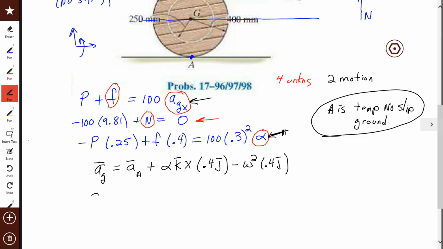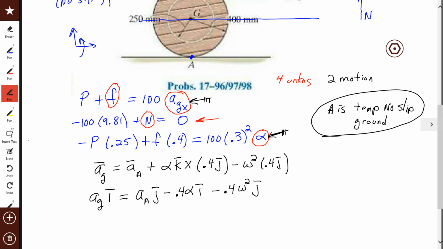So let me put that in. The acceleration of G, and we know that that's only in the I direction, right? So up here, remember, the acceleration was only in the I, equals the acceleration of A. All I know is that horizontally, the acceleration of A is 0. So that means that this could be AA, and there could be a vertical component, for all I know. And then let's do the cross products. So 0.4 times alpha. K cross J is a minus I. And then I have this minus 0.4 omega squared J.